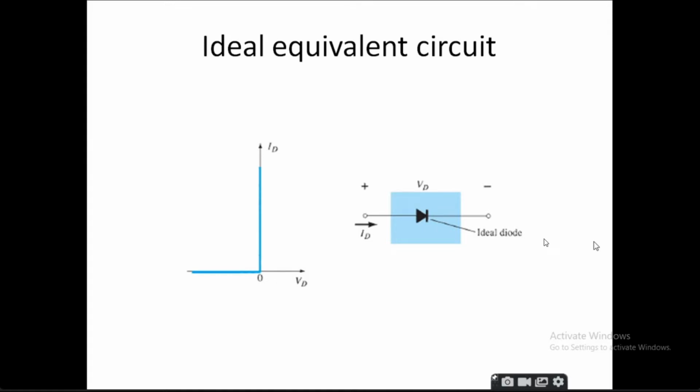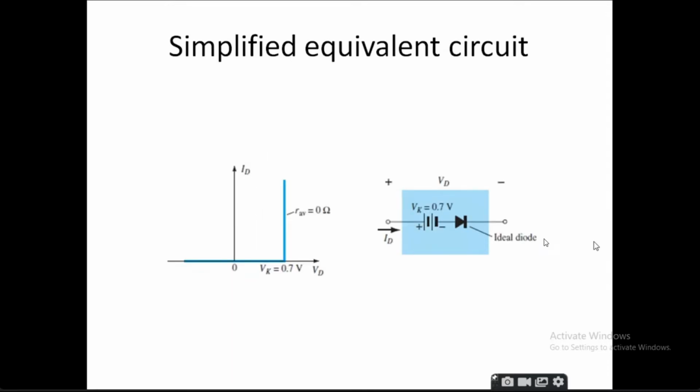You just say that if you apply a certain positive voltage to the diode, whether it's 0.1 volt or 0.05 volt, you say that the diode is on. And this is called the ideal equivalent circuit, because this is actually representing the switch of your room. Because in the previous case, what does this figure show? It shows that unless and until after pressing the switch your voltage reaches a particular value, the bulb will not glow. That is the interpretation of this figure.